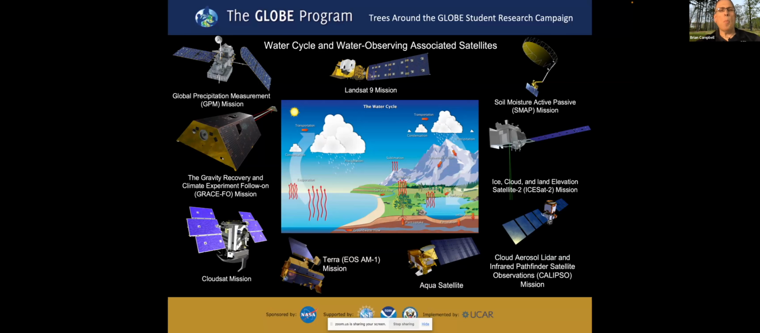Since we're talking a lot about riparian things, and Dr. Simard is going to talk about Delta-X and looking at river deltas as well, water cycle and water observing satellites are super important. So I listed some really good ones here, and if you Google these, you can find the websites for these. But I'm just going to run down them here.